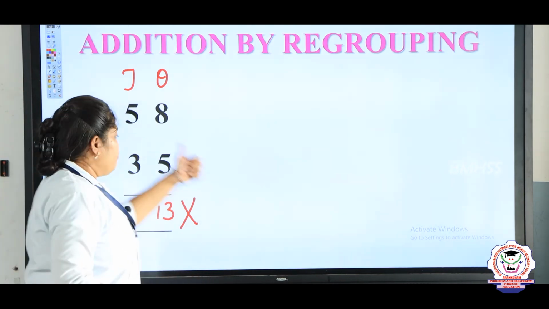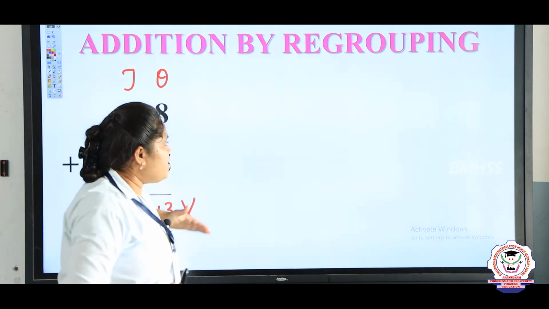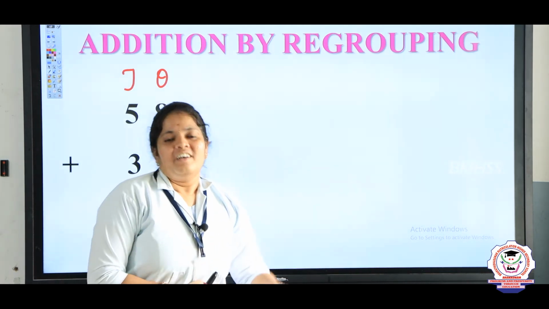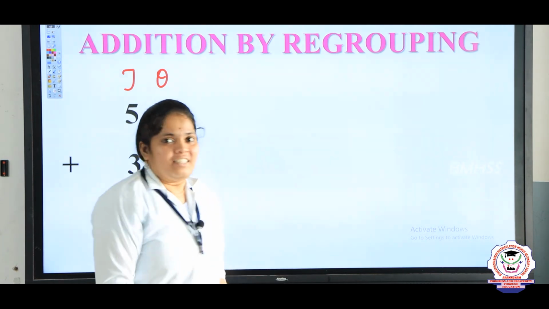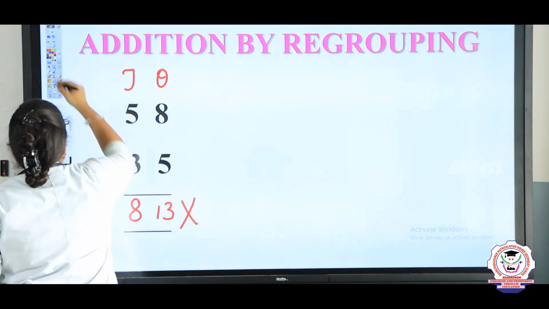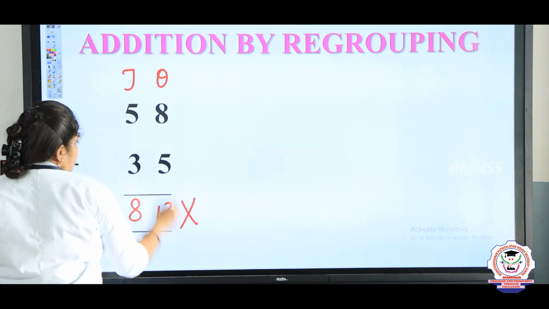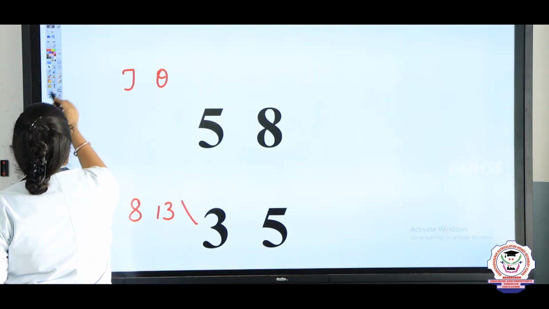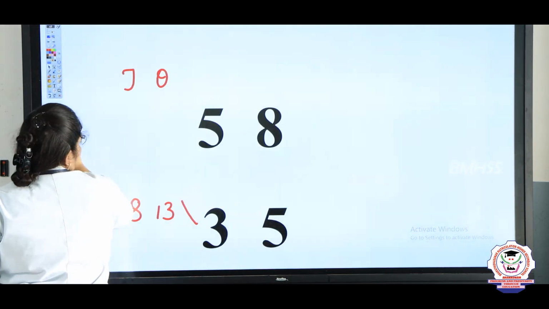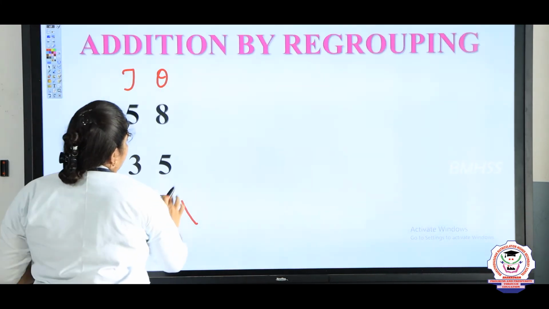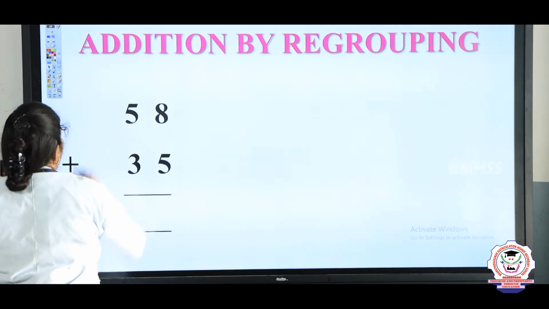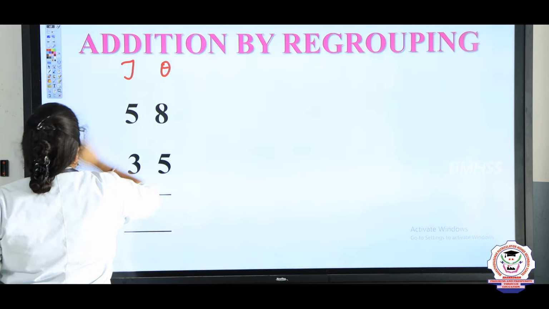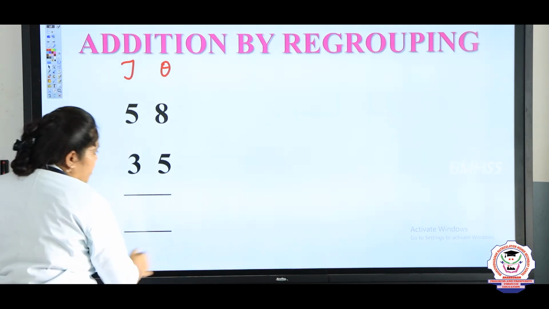This is wrong. For this only I am saying that this method is with regrouping. This is a regrouping method. So it should not be written like this. There is a special method for this. I will tell you. So this is wrong. You should not write like this. So, the first step is to write the ones place and the tens place value. So we get the answer as 13.